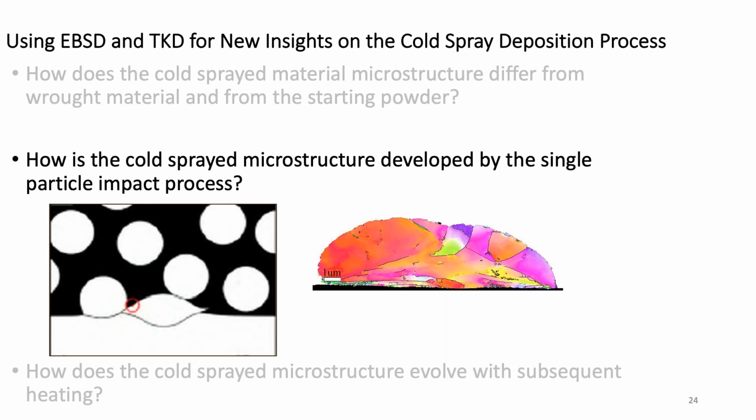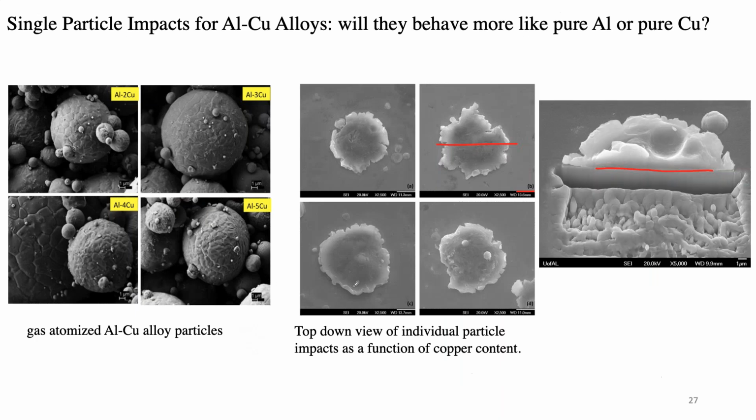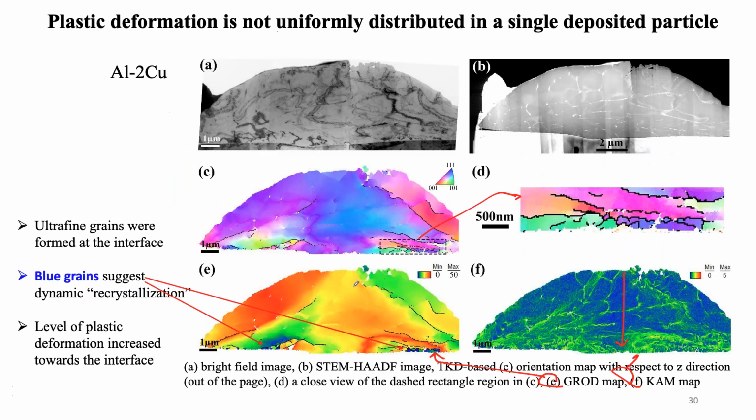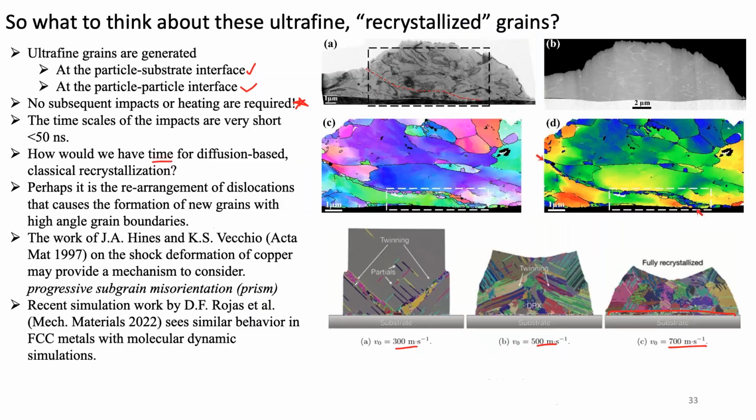And again, by looking at the work of Hines, Vecchio, Rojas, and colleagues in Canada, I think what's happened is you're rearranging. A fair amount of plastic deformation is required for this event. I think the dislocations are simply rearranging themselves right into these new grains. So it's really based on grain rotation and dislocation rearrangement.